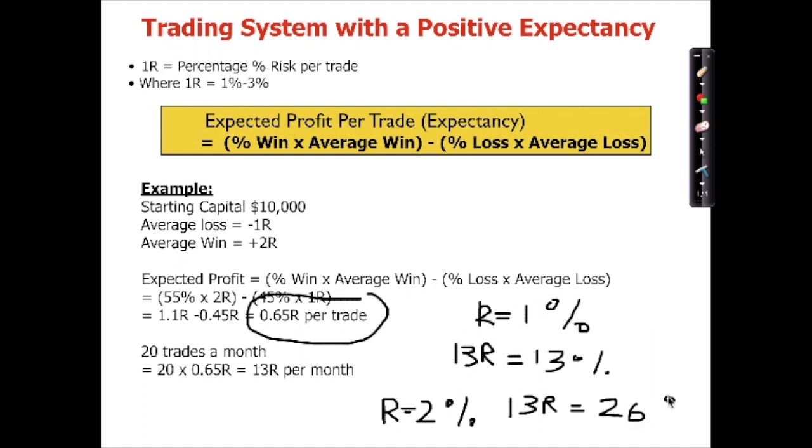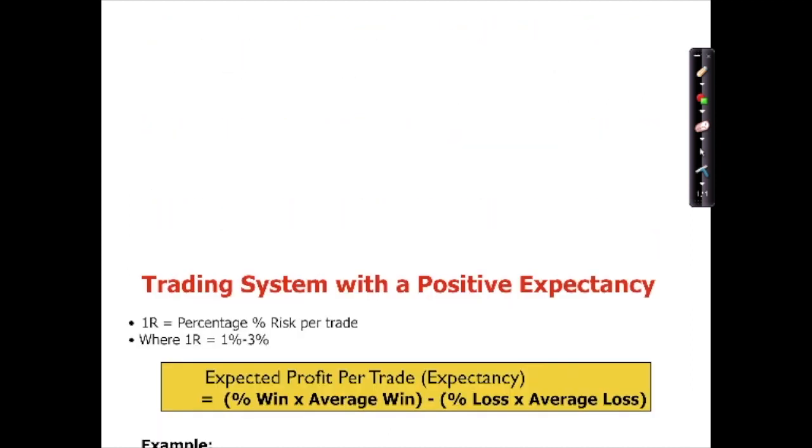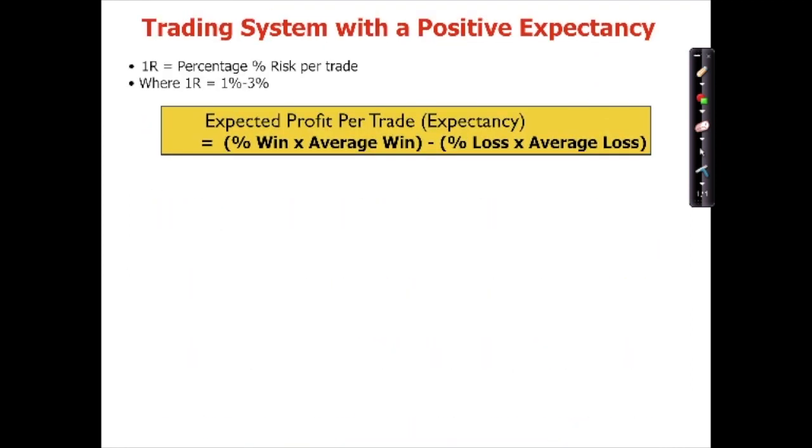So if you're getting a 26% return a month, and you do that for a year, that's more than 350% return a year. Now, you do not necessarily have to have a high win rate to have a positive expectancy. A good example is that of legendary trader Richard Dennis. Some of you may have heard of Richard Dennis. He's the guy who developed the turtle trading system.